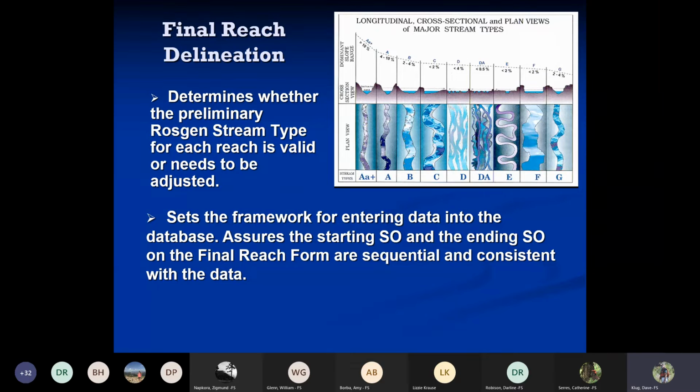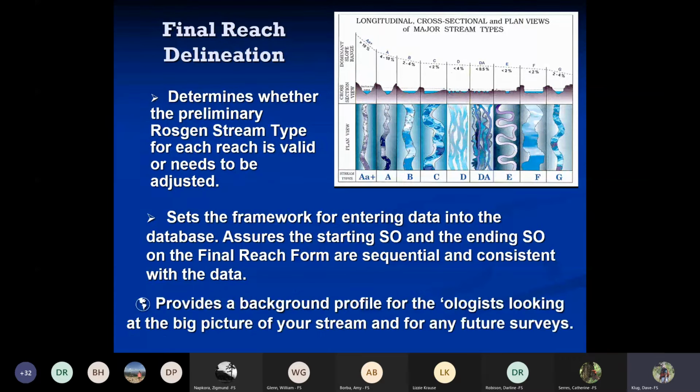That's one quality check. It provides a background profile for the ologists who are looking at the big picture of your stream and for any future surveys. I know our fish biologist just loves the stream survey reports, and he uses those for analyzing timber sale streams and fish habitat in timber sale areas, as well as other purposes. So there's definitely going to be some other eyes looking at this. You want to think in terms of how other specialists, ologists, are going to be viewing this.